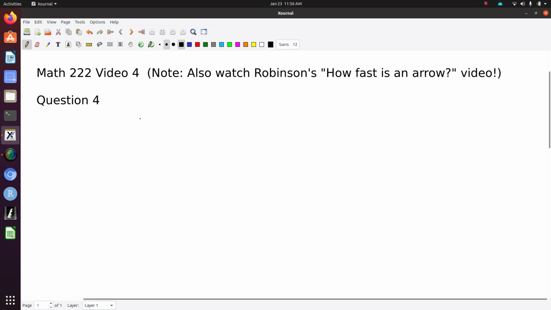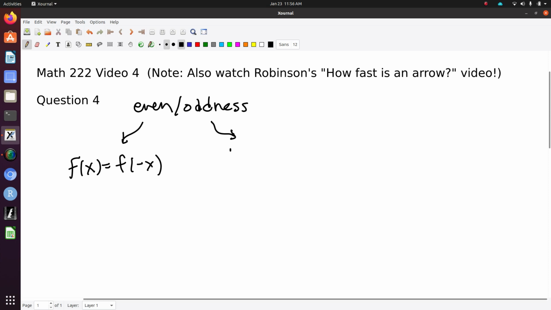Okay, so question 4 really focuses on evenness and oddness. This is a recurring theme in mathematics, and it plays very well with integrals and derivatives. What it means for a function to be even is that f of x is equal to f of negative x. What it means for a function to be odd is f of x is equal to minus f of minus x. Except for y equals 0, a function cannot be both even and odd. You can take any function and split it up into an even function and an odd function. That's pretty cool, but you don't need to know that. You just need to know that each of these has its own special properties.